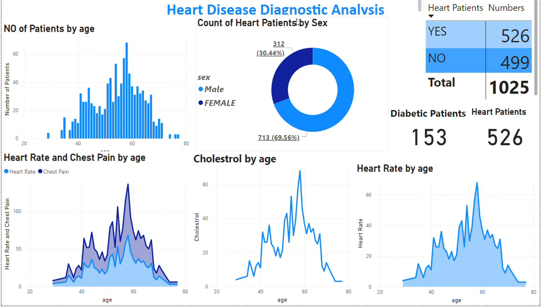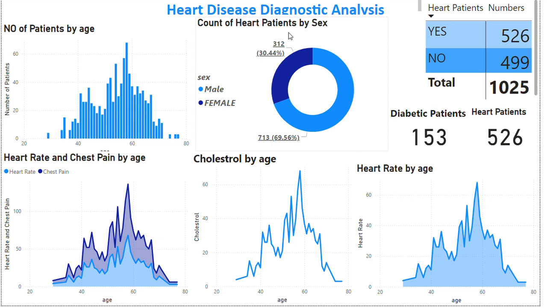This is the heart disease diagnostic analysis using Power BI. Here it shows the number of patients by age. Here are the weight and chest pain by age.